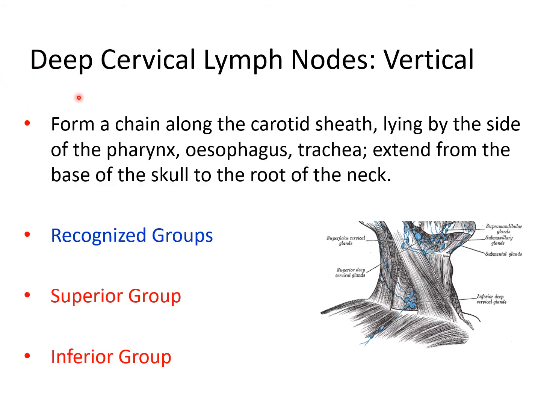Next, we can look at the vertical group of lymph nodes or the deep cervical lymph nodes, which form a chain along the carotid sheath lying by the side of the pharynx, esophagus, trachea, extending from the base of the skull all the way down to the root of the neck. And there are two main recognized groups: the superior group, which lie in the anterior triangle, and the inferior group, which lie in the posterior triangle.